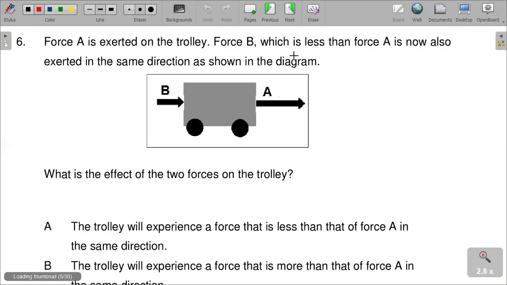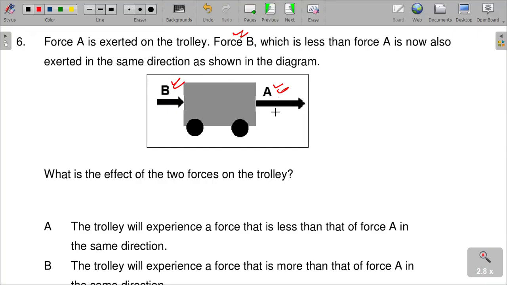Next question. A force is exerted on the trolley. Force B, which is less than force A, is now also exerted in the same direction as shown in the diagram. Of course, that is what the diagram is showing.